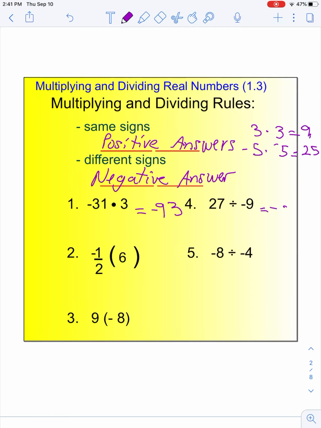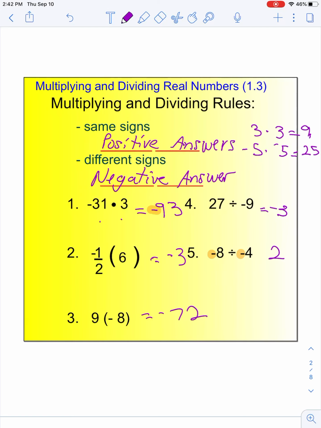So as you're coming back here, check your work. These are the answers that you should have for these problems. If you're not understanding what's going on, remember, these two signs are different, so my answer will be negative because the signs are different. These two numbers have the same sign, so you can see that it is a positive answer.